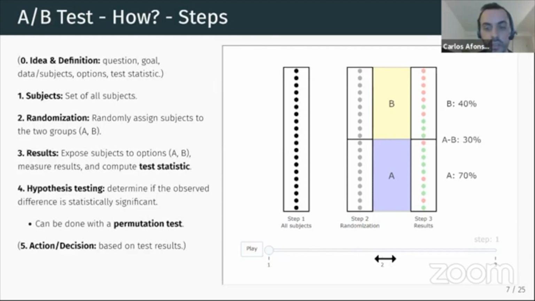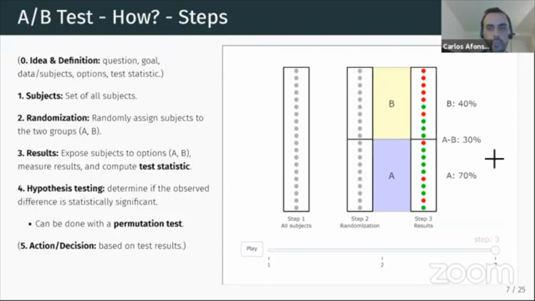We randomly assigned those subjects to the different groups A and B in step 2. Then in step 3, we subjected those subjects to the different options A and B and measured the results. We saw that the success rate for A was 70%, the success rate for B was 40%, so the difference between A and B is 30%. And that's our test statistic, the thing that we are using to measure the difference between A and B.